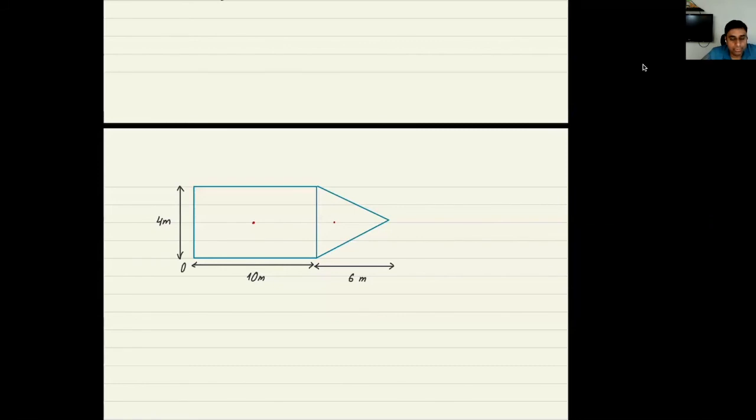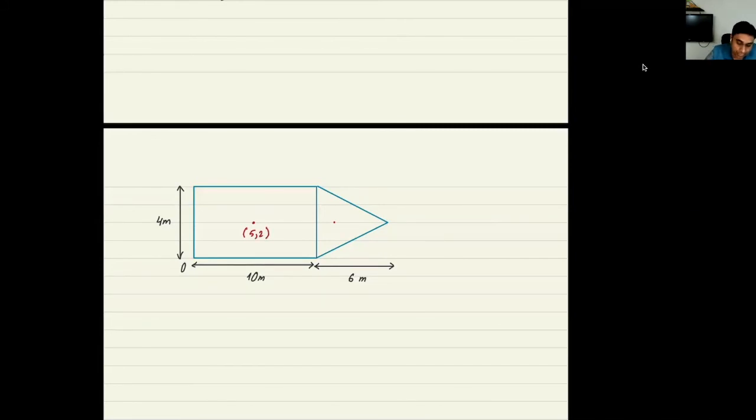So I can find out the individual coordinates of the rectangular sheet and the triangular lamina. By the way, this diagram is not drawn very well, but now it's better. What would be the coordinate of the center of mass of the rectangular sheet? That should be 5 and 2. And now we're going to use that piece of information.